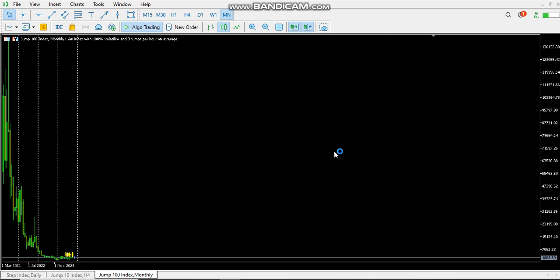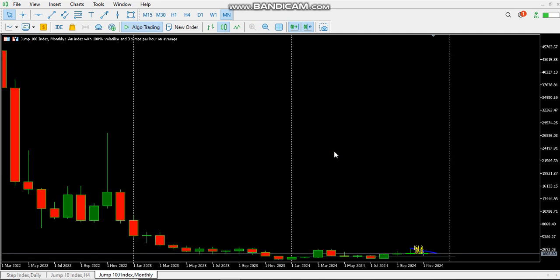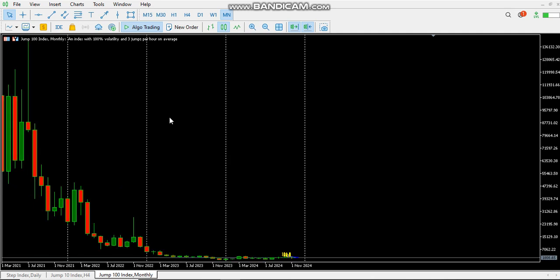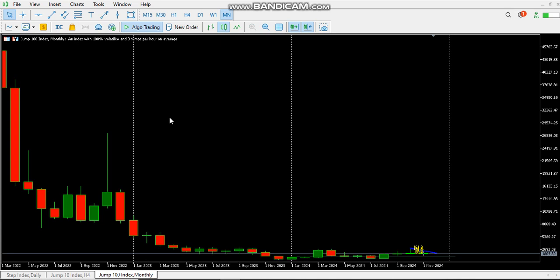So basically, we are going to start from the monthly time frame to see what the market is giving, the vibe that the market is giving us. And when we see the monthly time frame, as we are looking at this Jump100 instrument, there's nothing much to talk about. Though we are to look for more of candlestick patterns, as we are looking at the markets at the moment, the candlestick patterns are not even showing us anything right now.